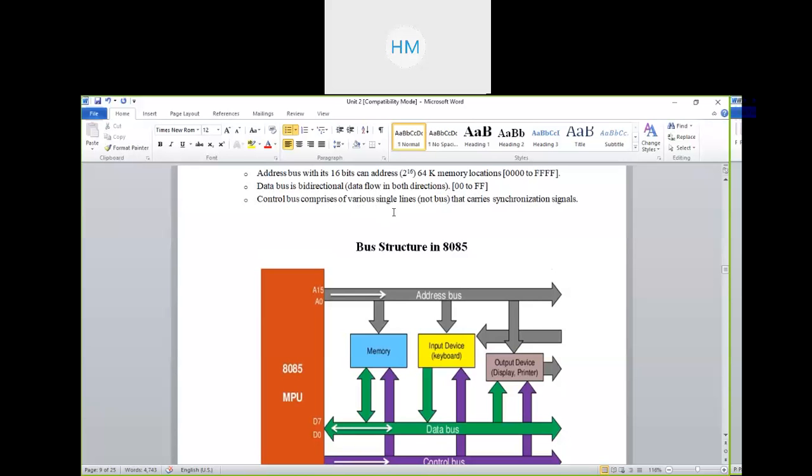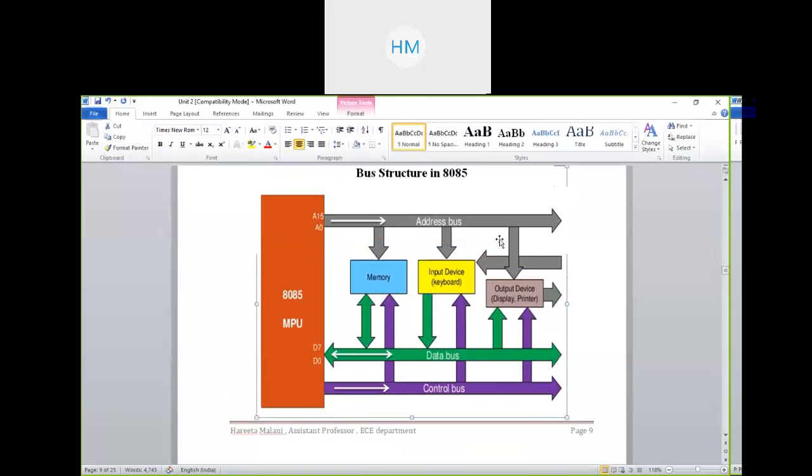The control bus comprises various single lines, not a bus, that carry synchronization signals. So this is the bus architecture diagram, which is very important. This is the microprocessor with a unidirectional address bus. It will point to any memory location on the connected peripherals. Here it is shown: memory, input device, and output device. This we will discuss later, students.